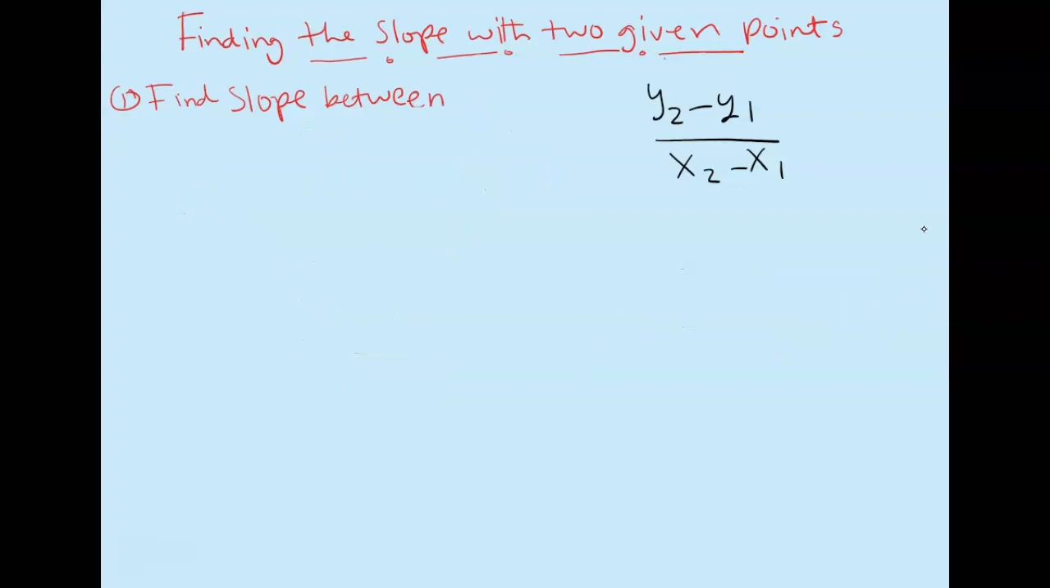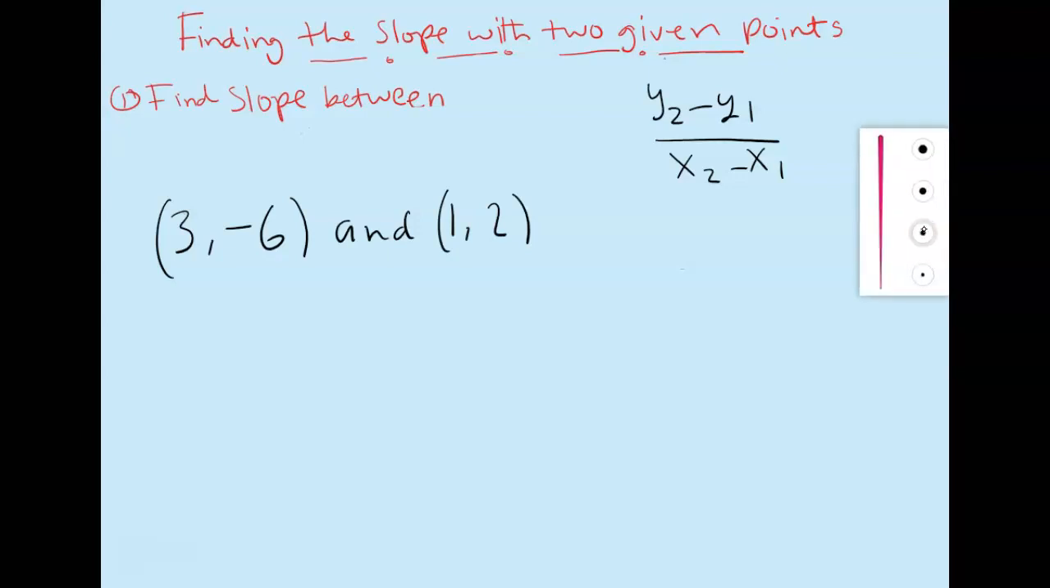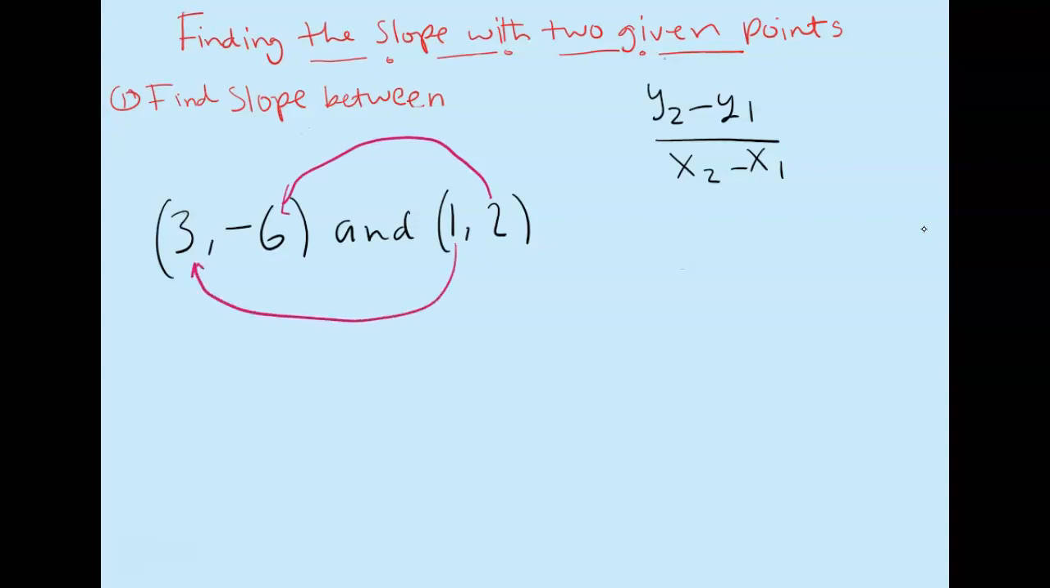Okay, so if we have (3, -6) and (1, 2), we want to find the slope between these two points without using the graph. We connect from our second point, the y coordinate all the way to the y here, and the x all the way to the x here, which is this a rise and this is a run.